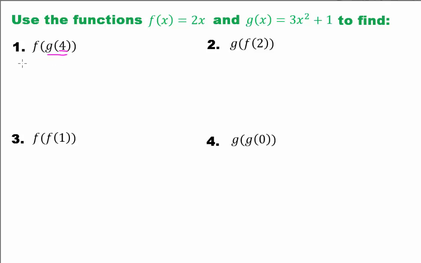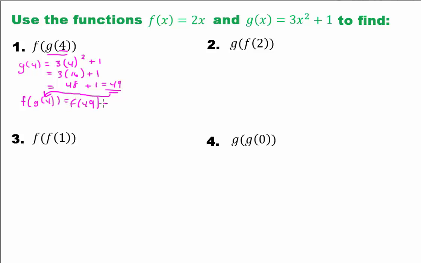So what that means is we're going to find g of 4 first. So g of 4 will be 3 times 4 squared plus 1. Well, 3 times 16 plus 1 is equal to 48 plus 1, which is equal to 49. We then take f, and we are going to evaluate f of g of 4. Well, see, we now know g of 4 is 49, so we know that this is really f of 49, so then that will be 2 times 49, which is going to be 98.